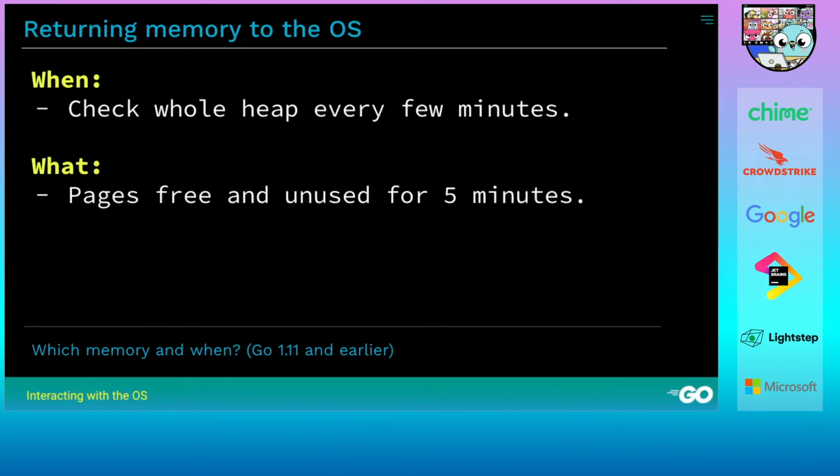And so that's not great, because now we're using a lot more memory than before. So let's see if we can fix this. In Go 1.12, we added a few additional rules to tackle this problem.